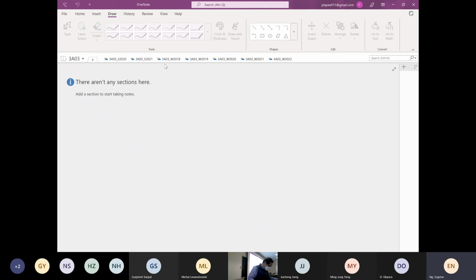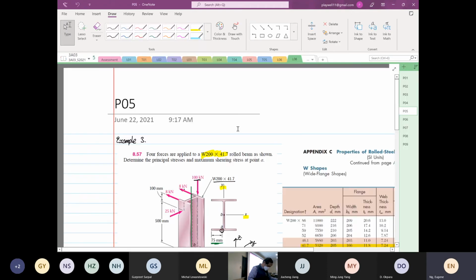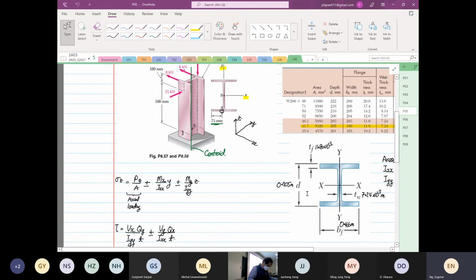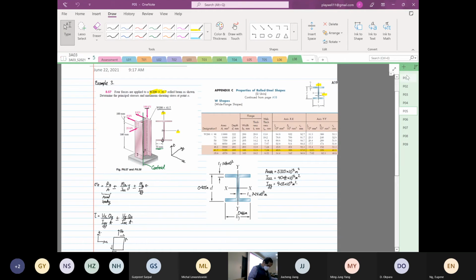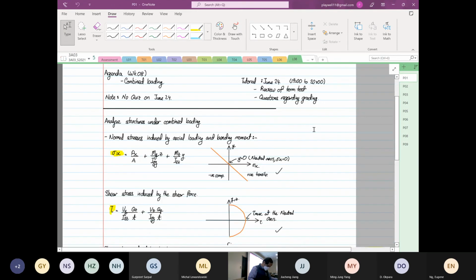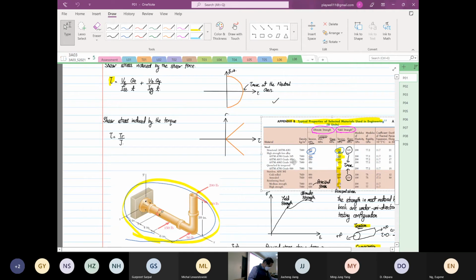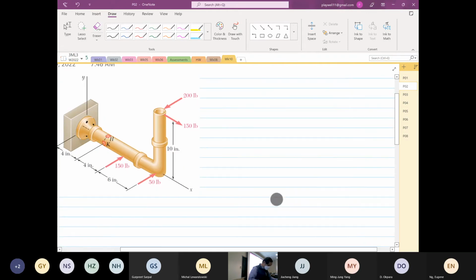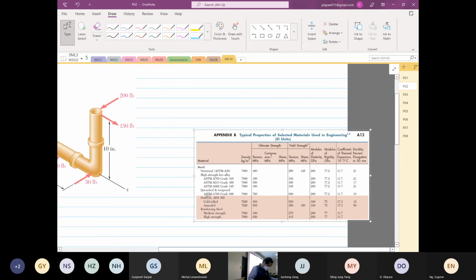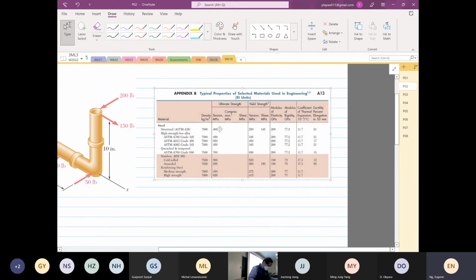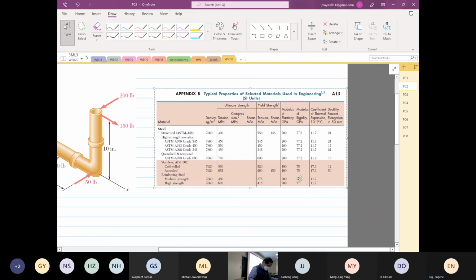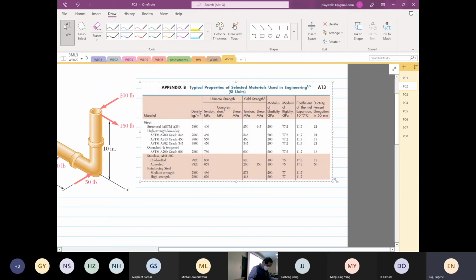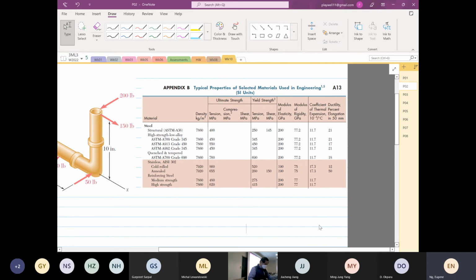And I'm going to, pardon me, I'm going to get a property. This is the one. So what you see over here, right? What you see over here, mechanical properties, okay, of a material.